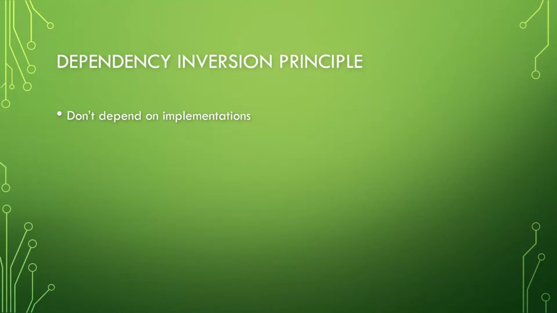Depend on abstractions. And what that really means for us is we want it to depend on an interface. So then at runtime, we simply defer to whatever the implementation is that's provided to us, and our code should work with any of them, at least assuming Liskov substitution is in effect there.